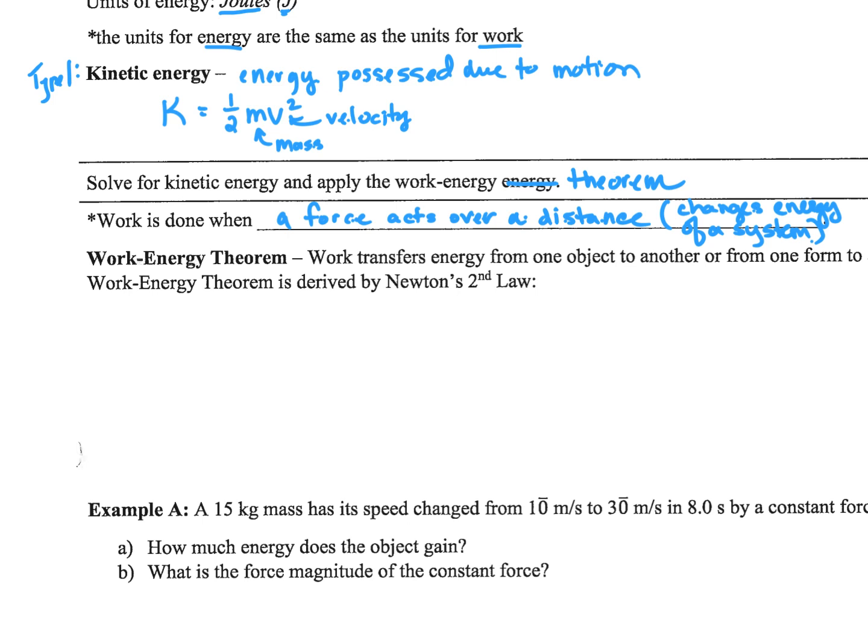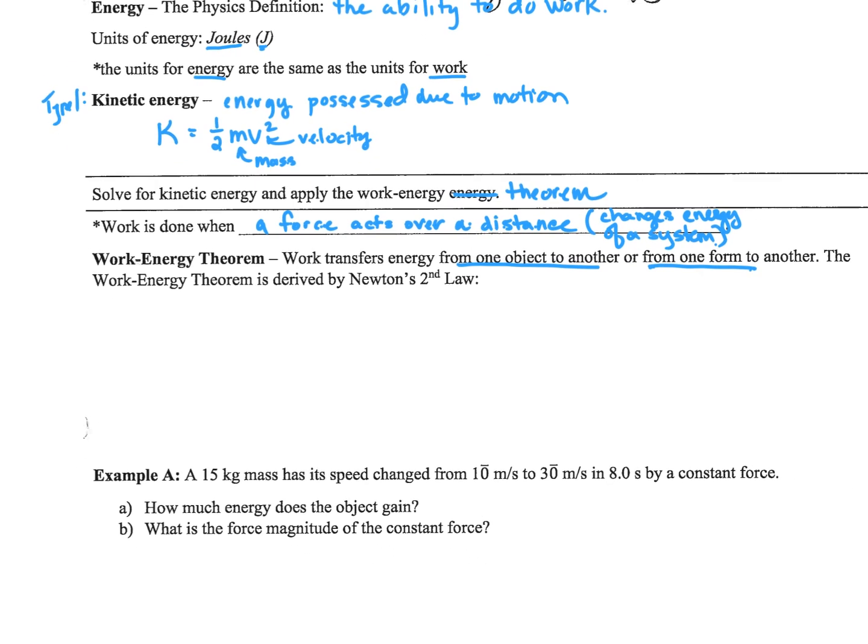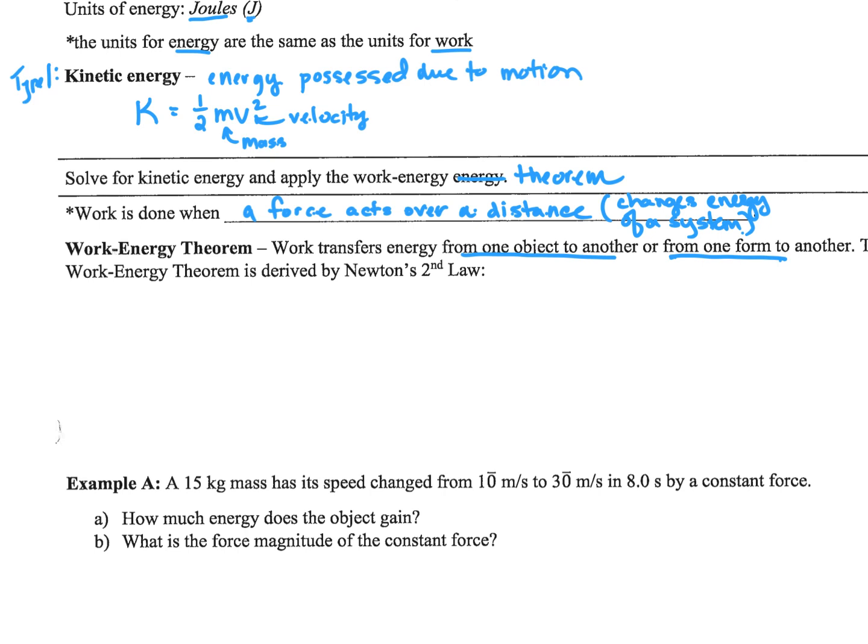So what is the work energy theorem? It says that if we transfer work from one object to another, or from one form to another, the work energy theorem comes from Newton's second law. What does that mean? Well, the first thing we're going to talk about is this.